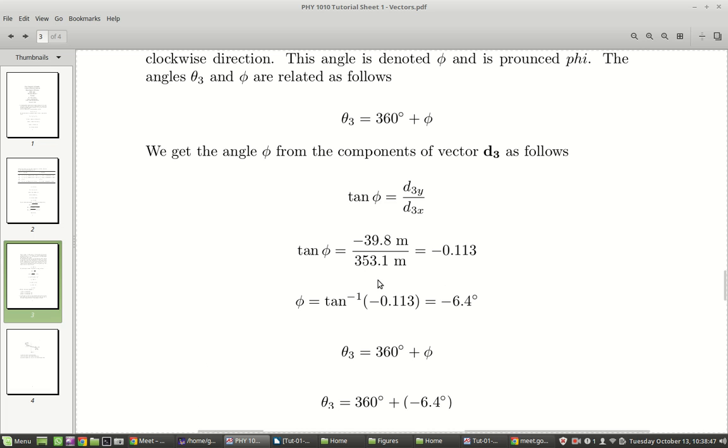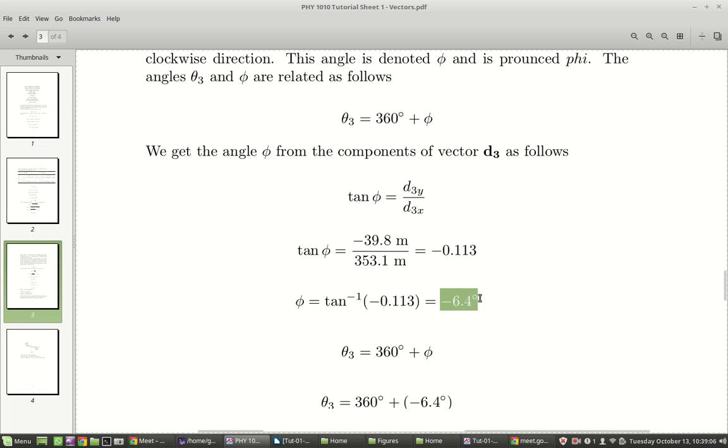So this is how you go about working this thing out. The reason why you have to work out a different angle is because your vector is in the fourth quadrant. The fourth quadrant is near the positive x-axis. So you work out an angle phi. This angle phi, because it is in the fourth quadrant, is going to come out negative, and that's what we found out here.